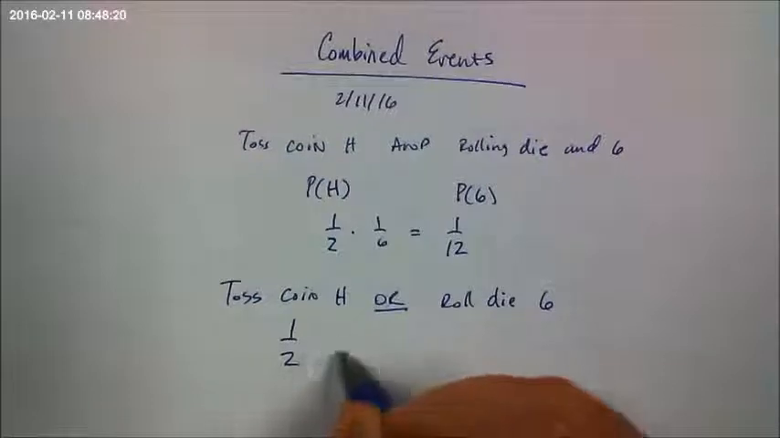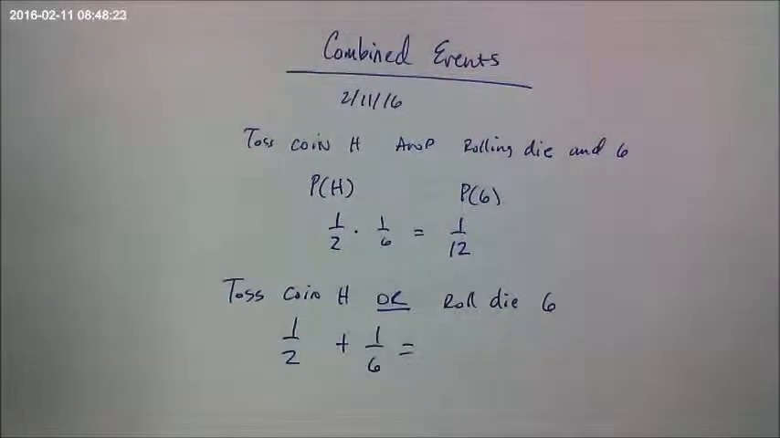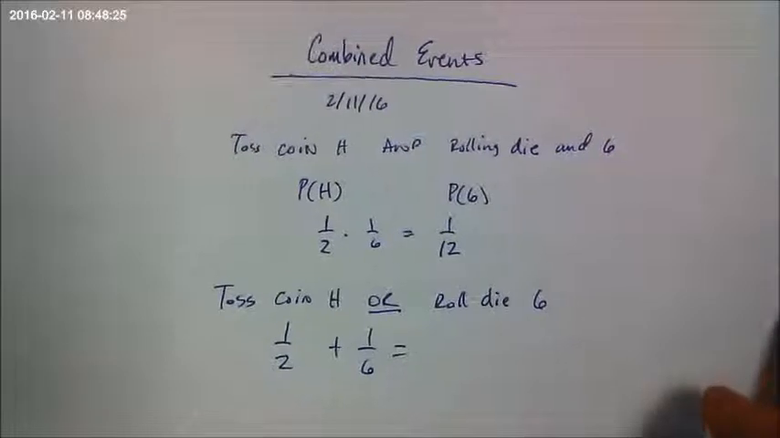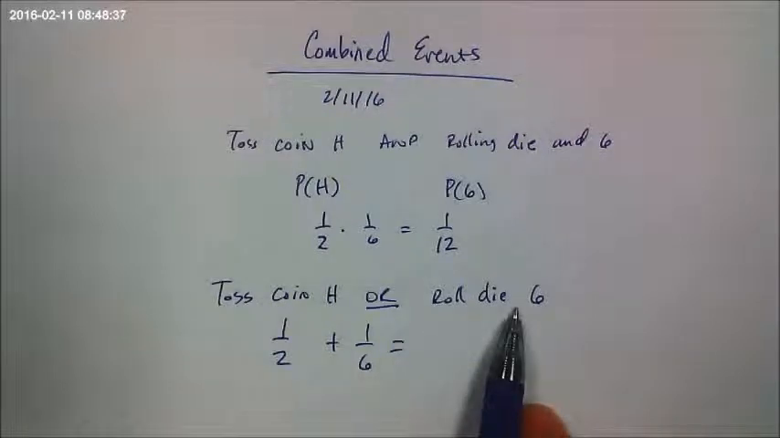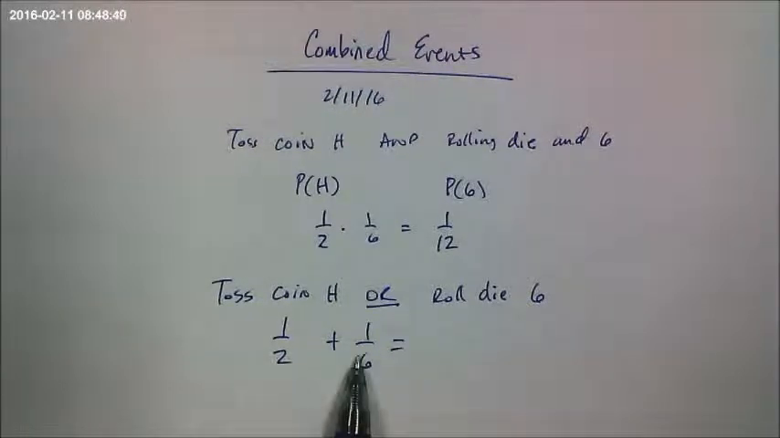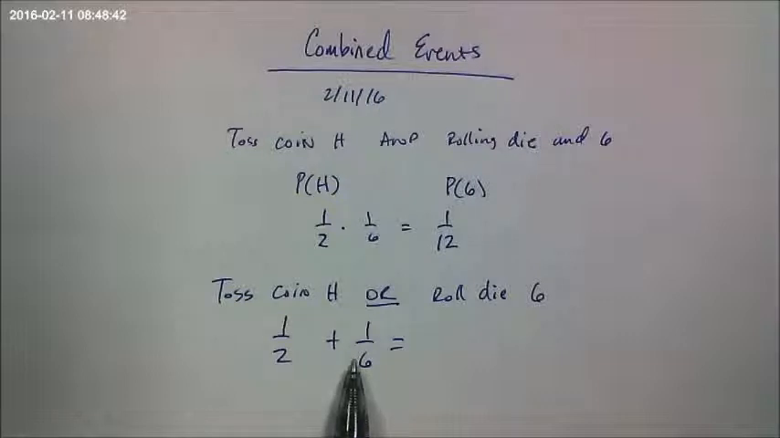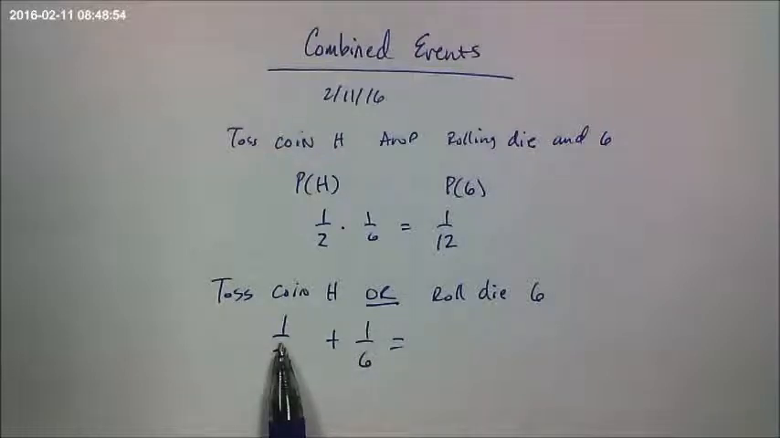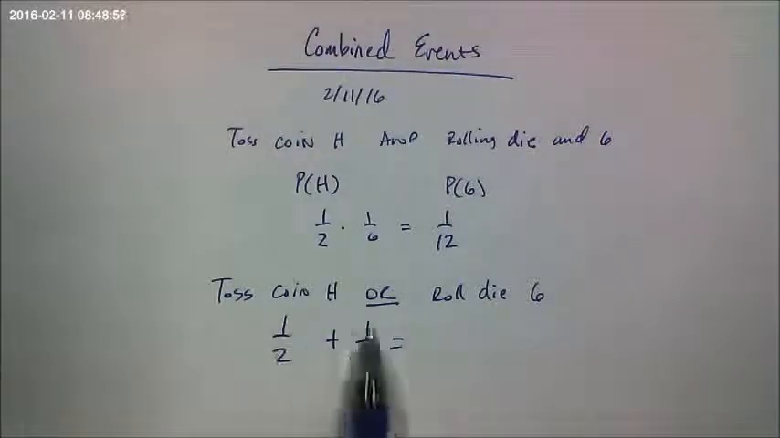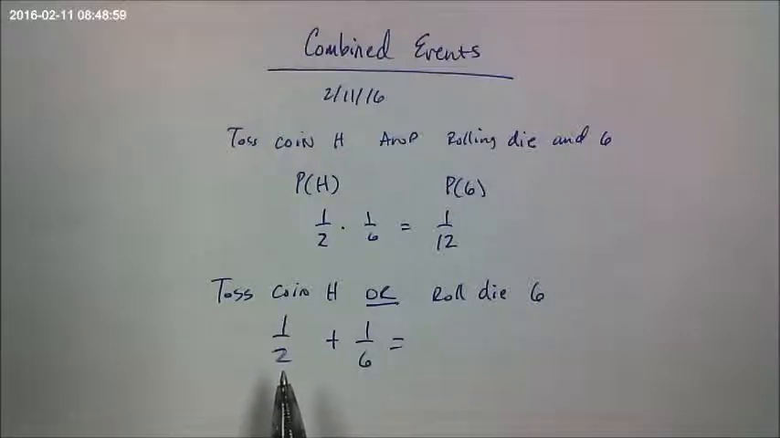So the way this works, you know where the 1/6 came from, right? You know why I'm adding? Because this one will satisfy the condition, or this one will, but not both. You don't need both. You only need one. So if this happened, it doesn't matter what happened over here. You don't have to worry about it. If you rolled the 6, it wouldn't matter what happened with the coin. So it's either one.